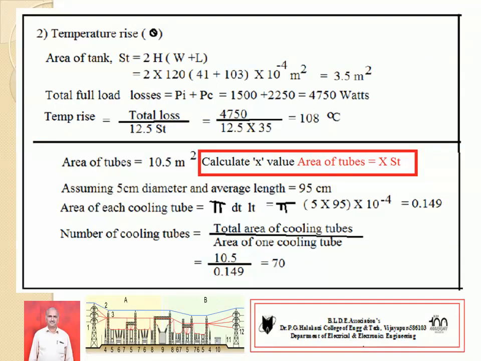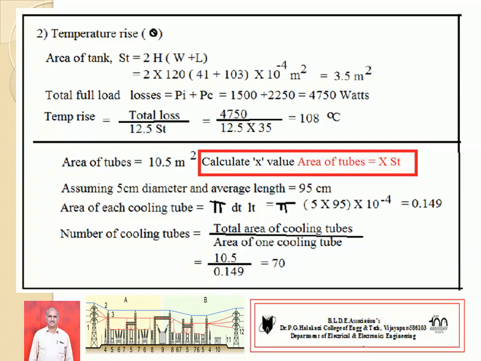So as per the calculation of tank dimensions, you are able to calculate the area of the tank. ST equals 2 times H inside the bracket, width plus length. All are taken in centimeters, no problem. Now the area you are getting is in centimeter square. You should multiply by 10 to the power of minus 4. We are going to get it in meter square. That should be 3.5 meter square. Then total loss equals iron loss plus copper loss. So iron loss is 1500.